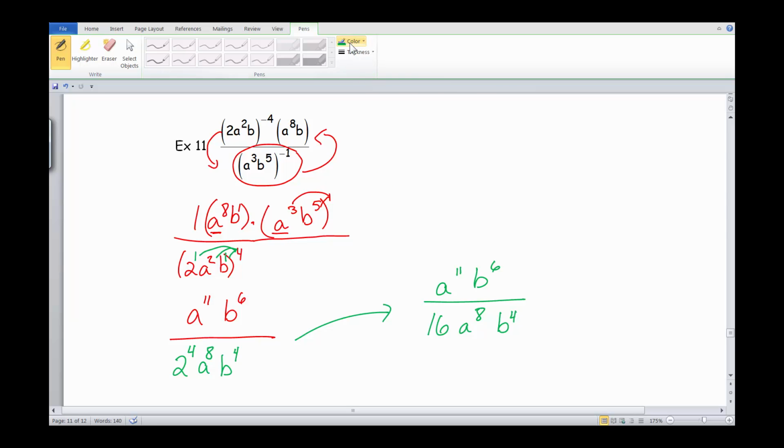And now just looking at our exponents, we notice that they are larger on top for the variables. So what we're going to do is subtract the 8 from the 11. Same thing is going to happen for our b. We notice 6 is larger than the 4, so we're going to subtract the 4 from the top. So in the end, we end up with a raised to the 3rd power, b raised to the 2nd power, all over 16. So there is our final simplified version for example 11 from our 5.1 set of notes.